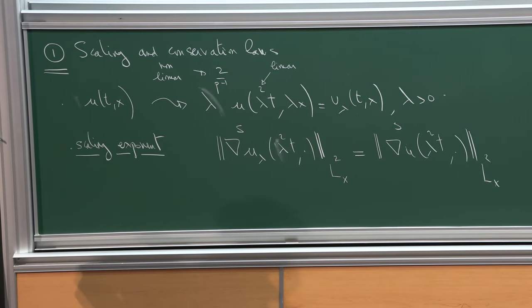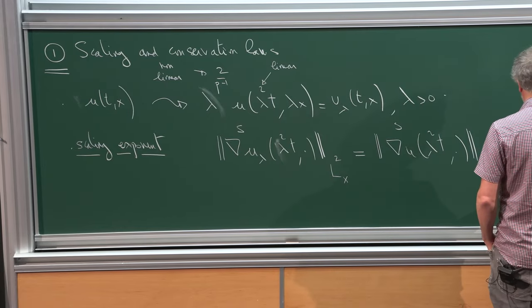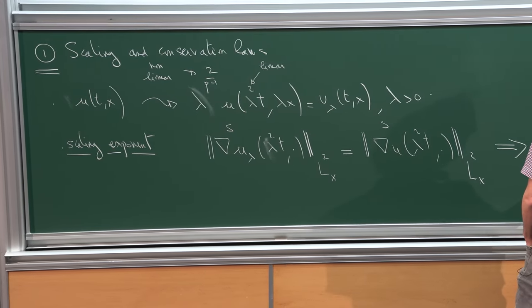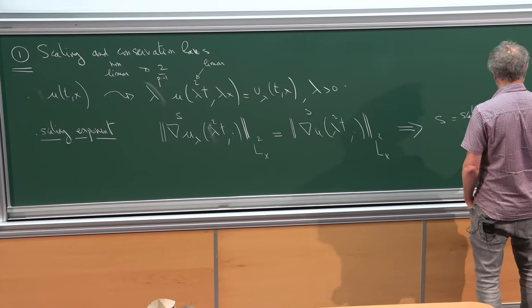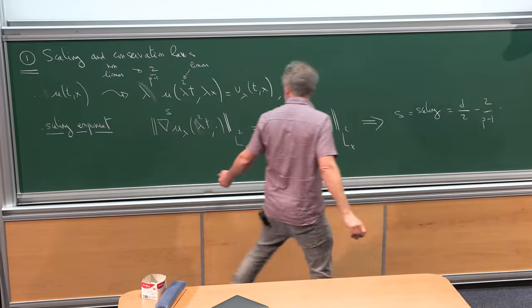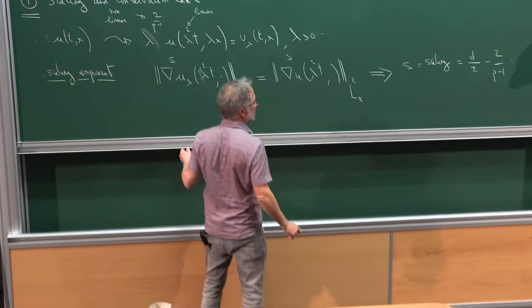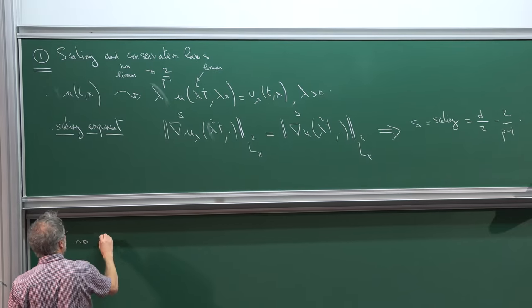Okay, and then the answer to this question, it computes, so it gives you a number. So it gives you s, which is the so-called scaling, which is probably something like d over 2 minus 2 over p minus 1, I think, something like this. And of course, this tells you, so this defines, this is what people like to call the critical norm.